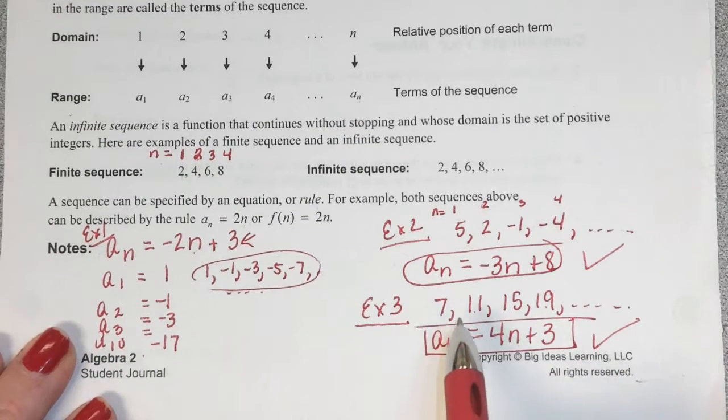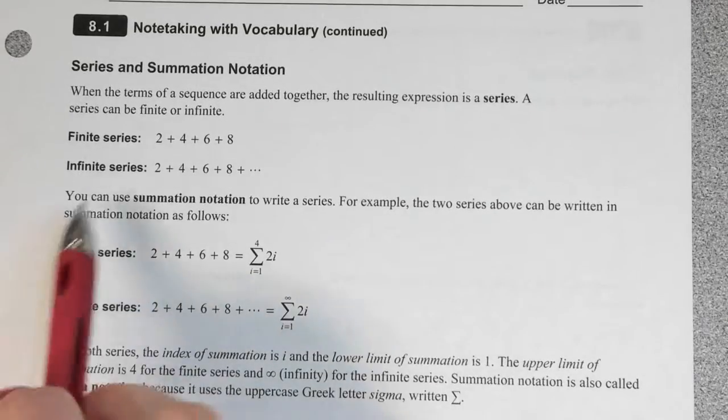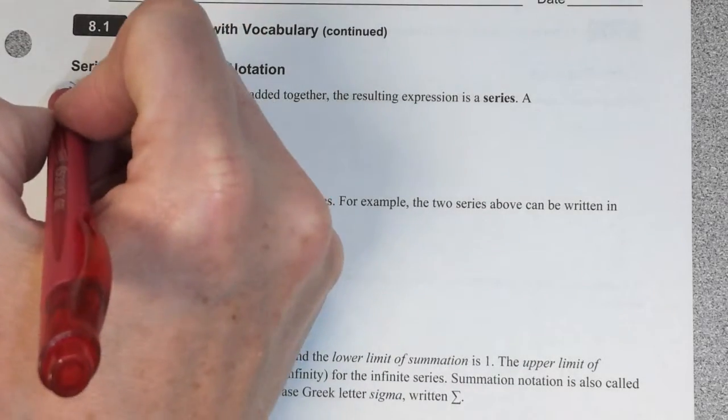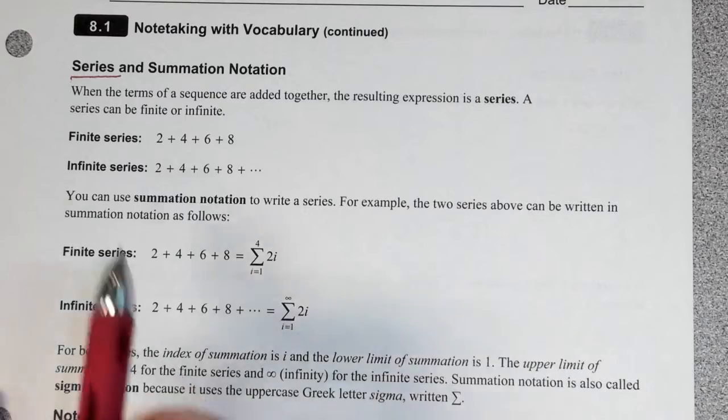So these numbers here are called the terms of the sequence because they're the output that we get. All right, now let's go over to page 219. And we're going to have another term here, and this term is series. The last thing we did was called a sequence. It was just a pattern of numbers.